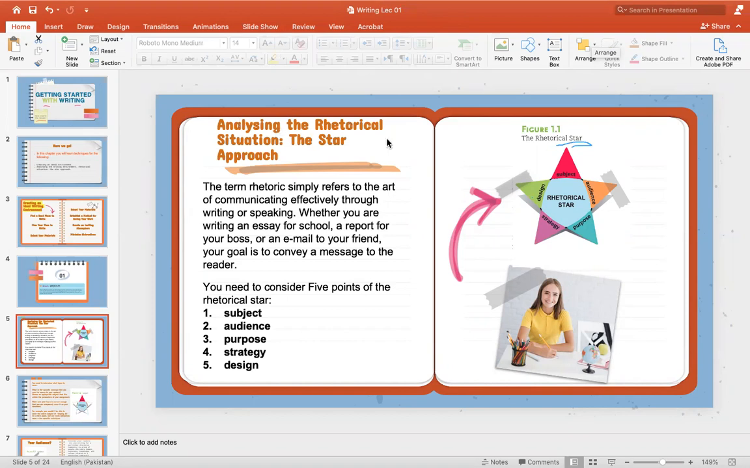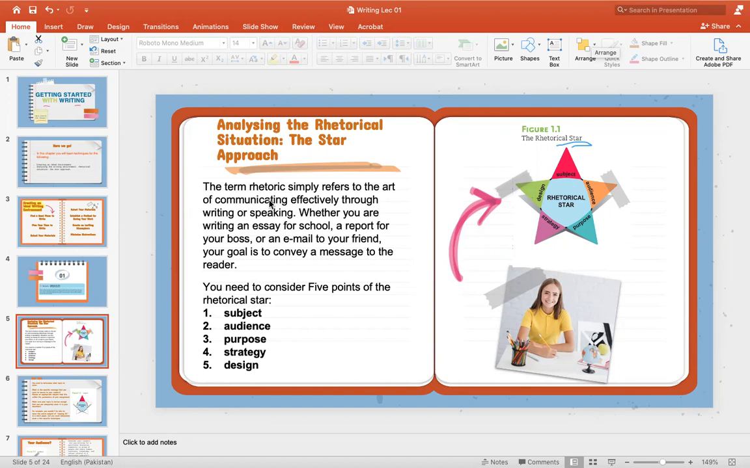Welcome to our second lecture on getting started with writing and using the rhetorical star approach. As you know, in our first lecture, we talked about this rhetorical star and said that it's very important for effective communication. The word communication is not enclosed within the boundaries of speaking. Whenever you write anything, that is also said to be communication.